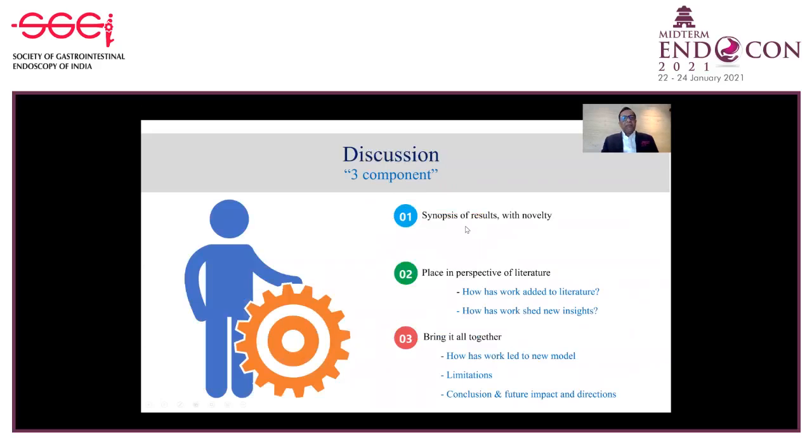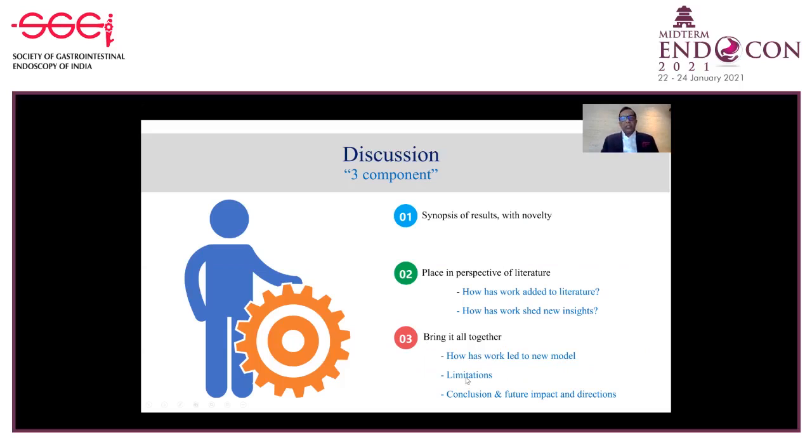About the discussion, very important. There should be three components of discussion. First should be a synopsis of results with some novelty. Second should be the place of your results in perspective to the literature. How has the work added to the literature? How has the work shed new insights? And finally, bring everything together. How has the work led to a new model?